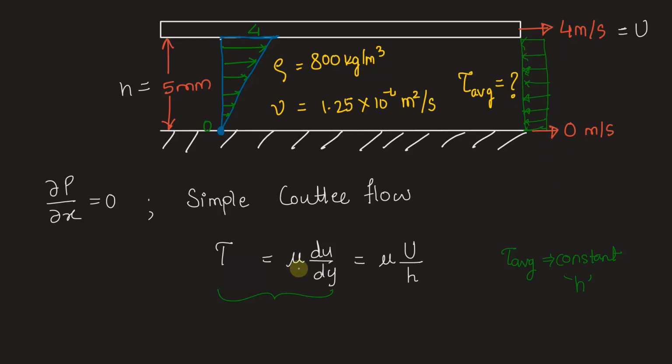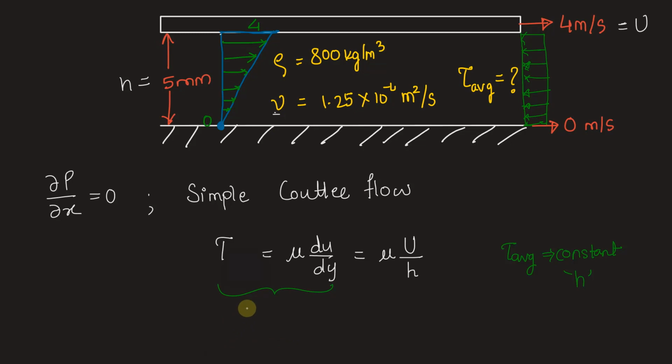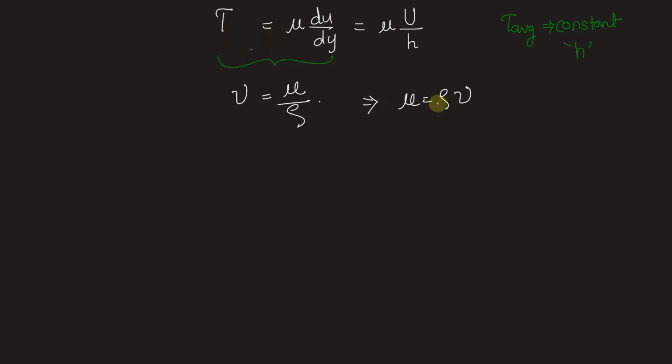Again, the coefficient of viscosity or dynamic viscosity is not given to us. We are being given the kinematic viscosity. We need to use the relation between dynamic and kinematic viscosity, which is kinematic viscosity nu equal to dynamic viscosity mu by density rho. So to find mu, we have rho into nu. Substituting this value in tau average, we get tau average equal to rho into nu into u by h.